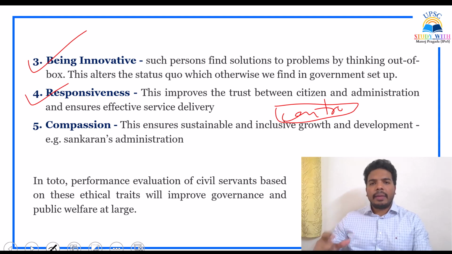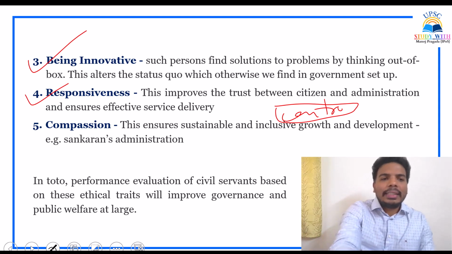So many officers, through these Instagram and Facebook pages, are connecting with the public and solving public problems. Not only civil servants, we have seen so many politicians also, through Twitter, Instagram, and Facebook, solving people's problems. Then the trust between the citizen and the administration will improve, and the feedback will come from the citizen to the administration, so that our governance will improve and service delivery will improve.